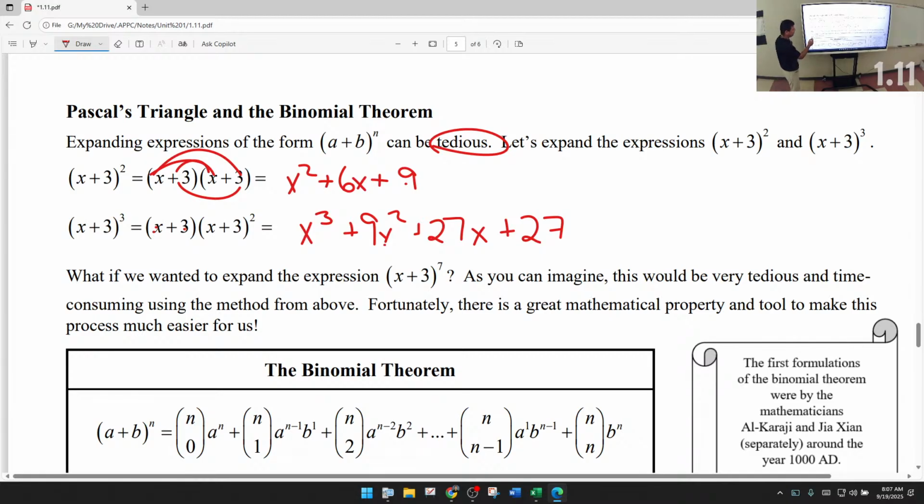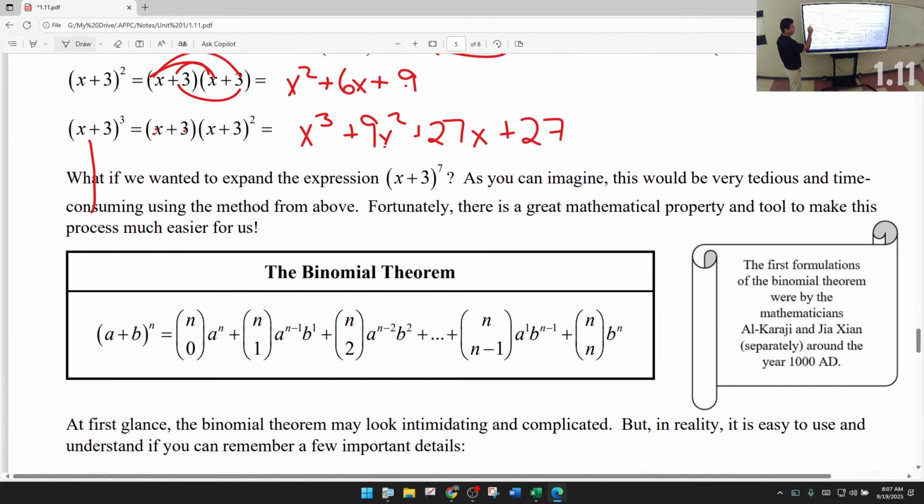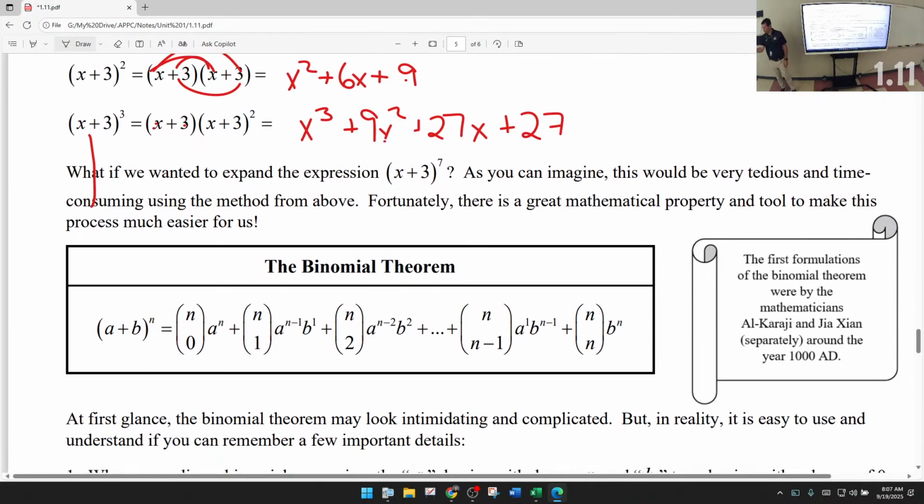What if we wanted to expand x plus 3 to the 7th? Again, we don't want to take 7 of those x plus 3s, multiply 2 of them together, then multiply it times another one, then multiply. I mean, it would just take forever. Take a whole sheet of paper. As you can imagine, this would be very tedious and time-consuming using a method from above. Fortunately, there's a great mathematical property and tool to make this process much easier for us.